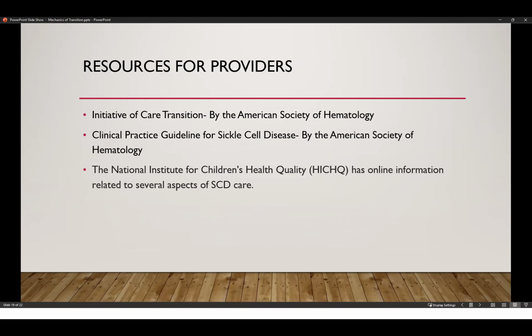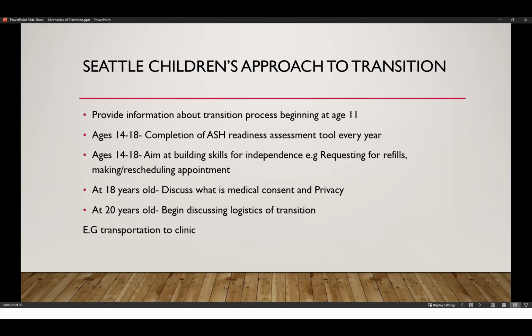And then for providers, we also have these to help guide how we organize or go by transitioning our patients. Next slide. And then my last slide is about Seattle Children and how we approach transition. And before I go into it, Seattle Children is still working on developing a very robust transition program. But for now, this is what we have. And just so everyone knows, it's a work in progress.